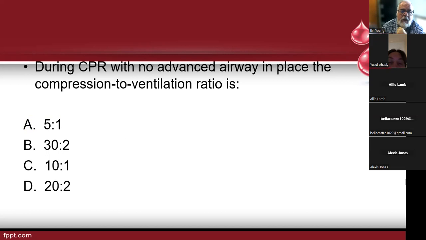Bella, during CPR with no advanced airway in place, the compression to ventilation ratio is A, 5-1, B, 30-2, C, 10-1, or D, 20-2. 30-2. Okay, 30-2. Understand when you stop to give those two breaths, all circulation stops to the brain and the blood literally begins to drain away from the brain.